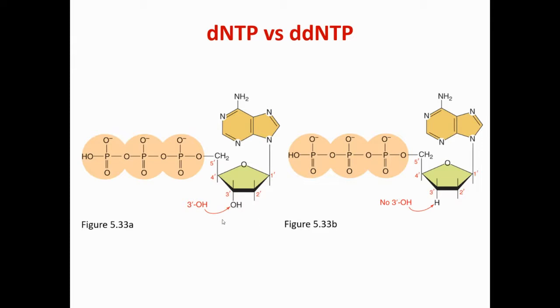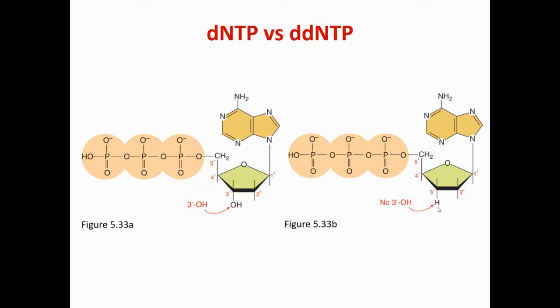Remember when you perform the DNA synthesis, it is very important that the 3' hydroxyl group will attack the alpha phosphate of the incoming nucleotide, all right? Then they will release the pyrophosphate and form the phosphodiester bond, from this oxygen. Now if you remove the oxygen, then the DNA synthesis will be terminated. So this one we call ddNTP, and this one the dNTP.